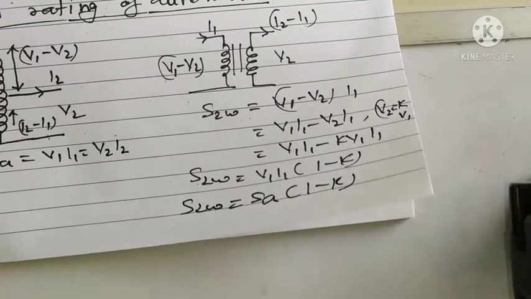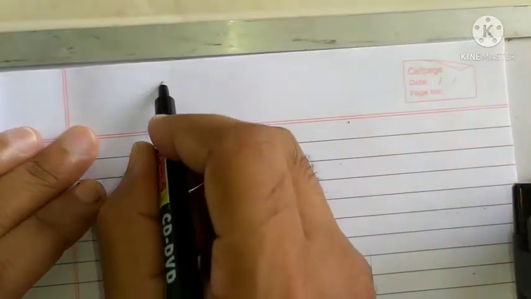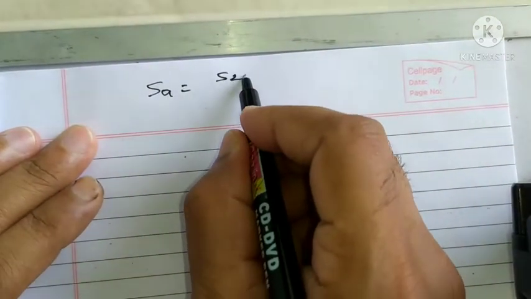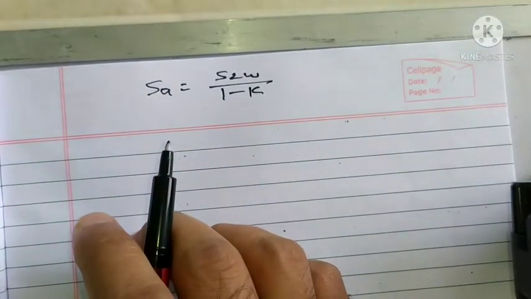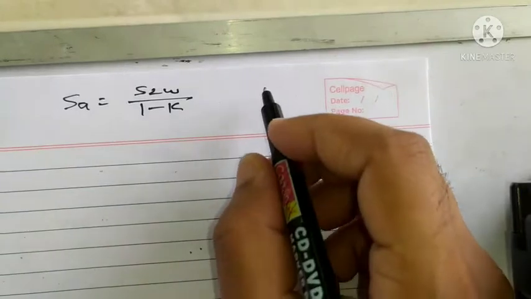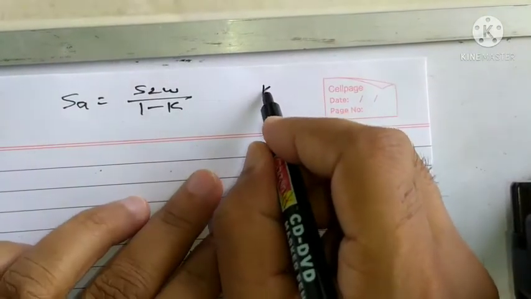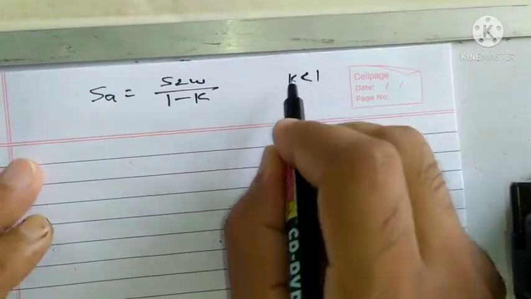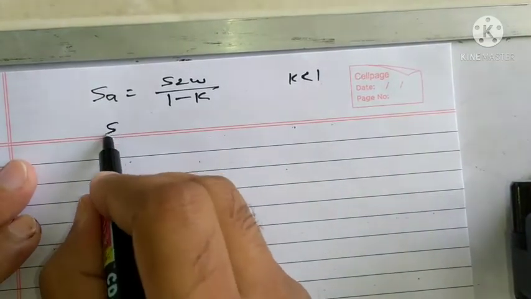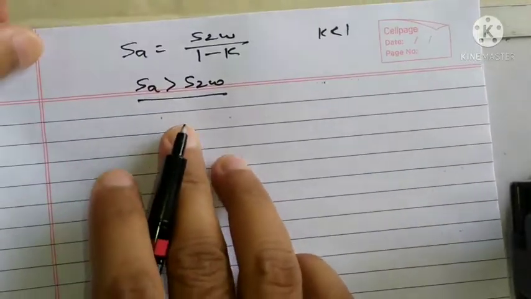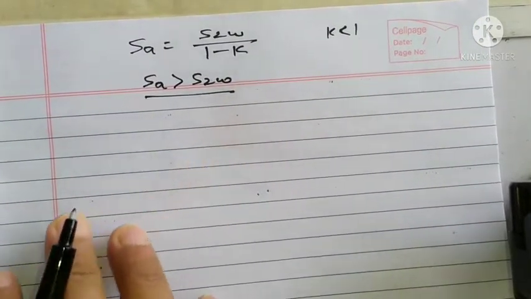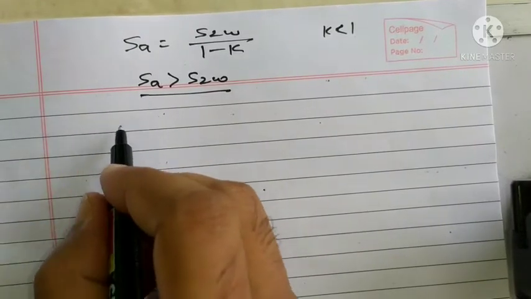right? Therefore S auto will be written as S2 winding by 1 minus k. Mind you, it is a step down transformer, therefore k is less than 1. If k is less than 1, then S auto will be greater than S2 winding. So this is how the autotransformer kVA rating is greater than the two winding transformer. Let us go for step up autotransformer.